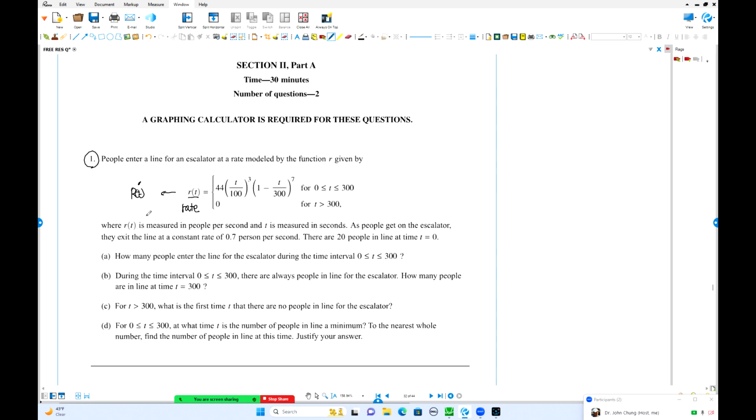People enter a line for an escalator at a rate modeled by the function r given by this one. The rate means people per second. That's the unit of this rate, people per second, at every instant, every time t. This R(t) is the rate at which people enter the line. How many people get into the escalator?